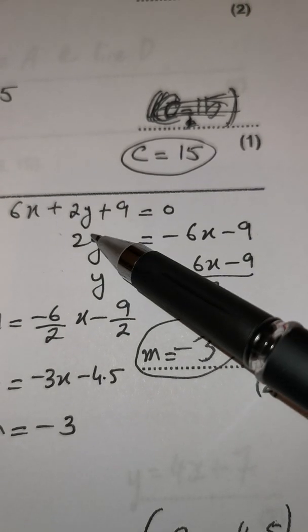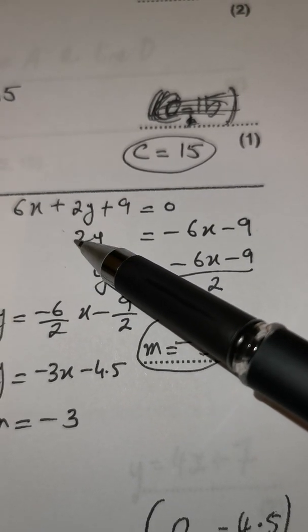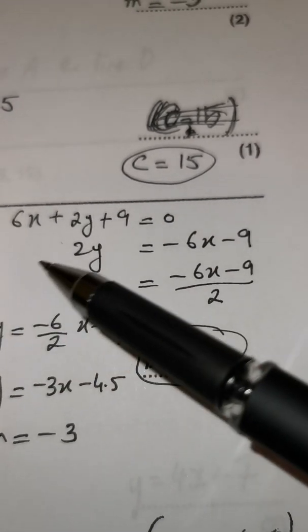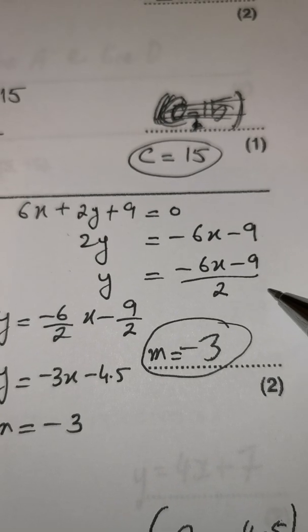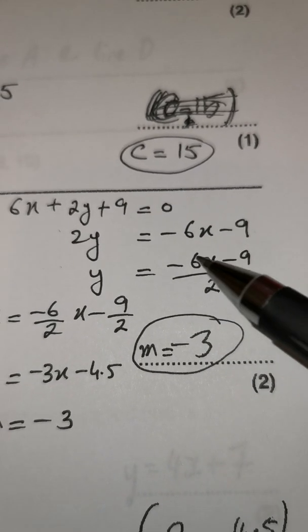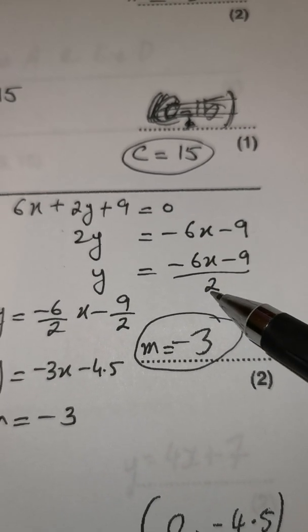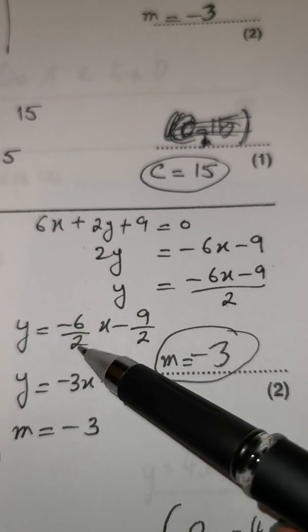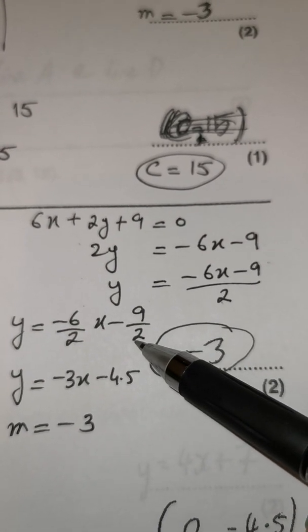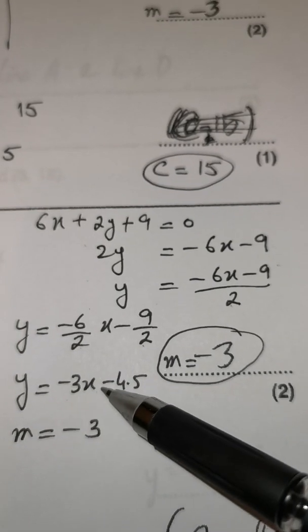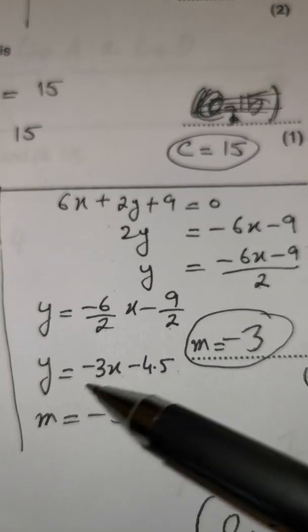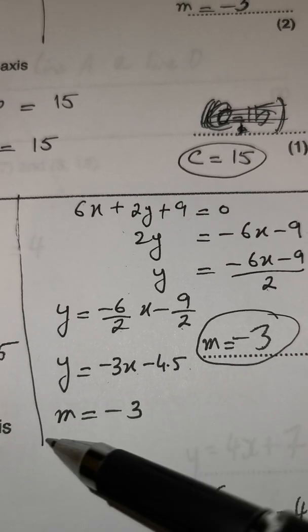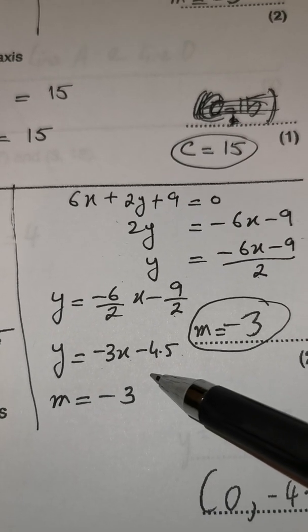Whatever is multiplying y will be divided on the other side. So I will divide by 2, which means every term will be divided by 2. In the next step I have divided every term by 2, right? It becomes -3x and -4.5. So it takes the form y = mx + c. So m is equal to -3 here.